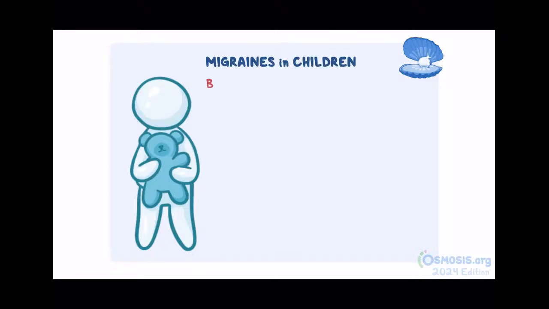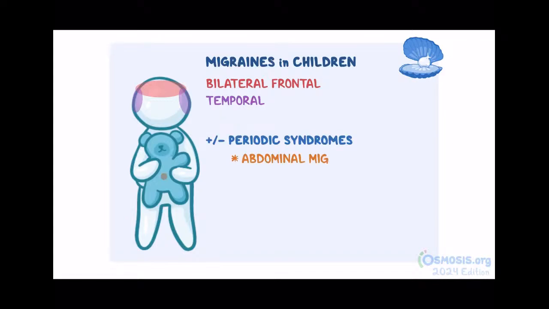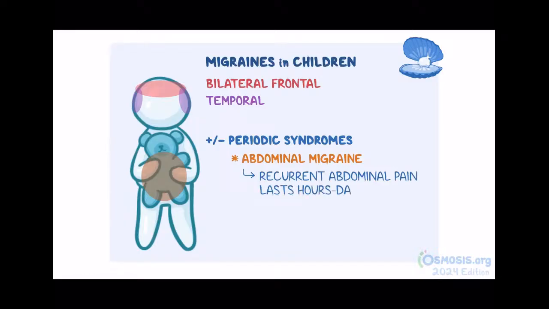Here's a clinical pearl. Migraines in children commonly involve bilateral frontal and temporal regions. In addition, children may present with childhood periodic syndromes, including abdominal migraine, which is recurrent abdominal pain that lasts hours to days.